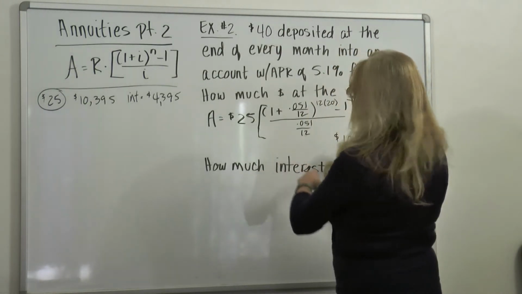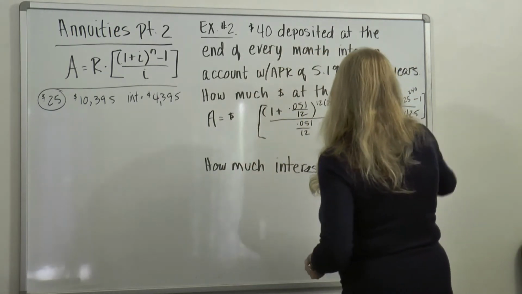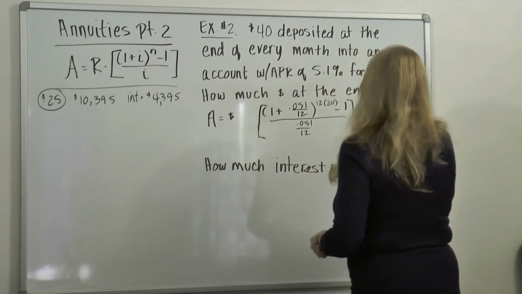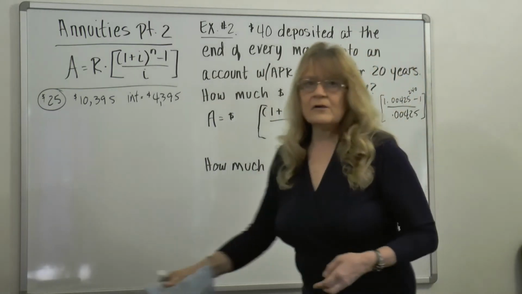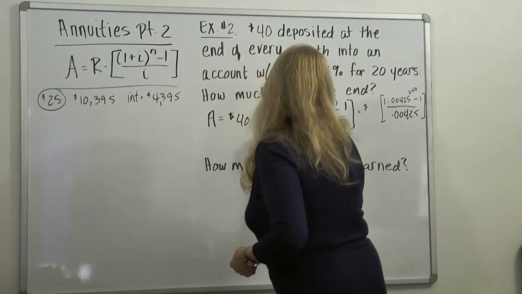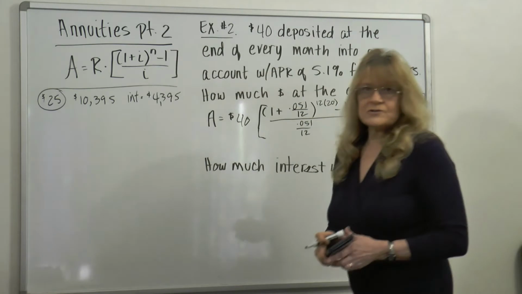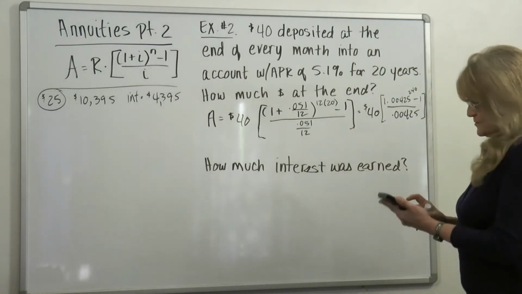Okay, so the only thing that's going to change in this is that monthly deposit. Let's see how much difference $15 more a month is going to make. So we change that to a 40. Change this to a 40. Okay, so same interest rate, doing it every month, 20 years.